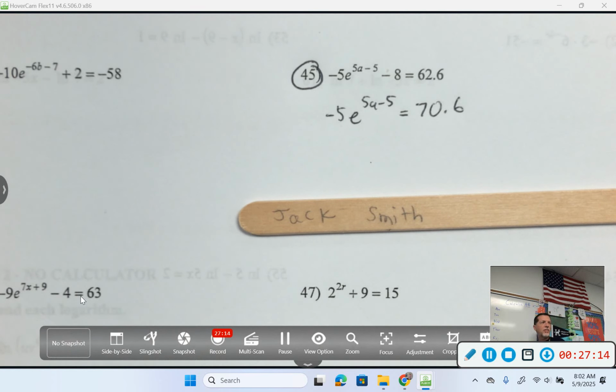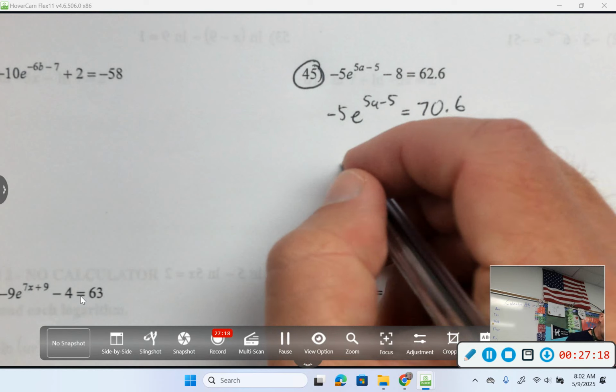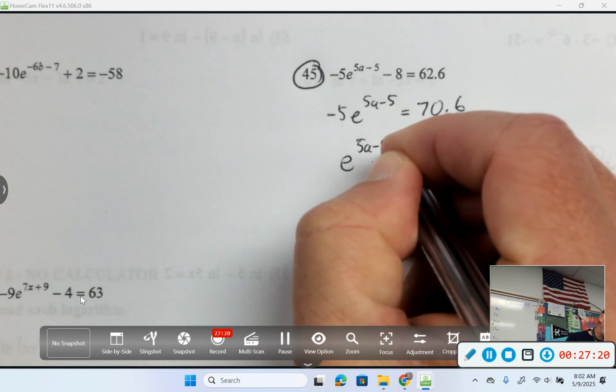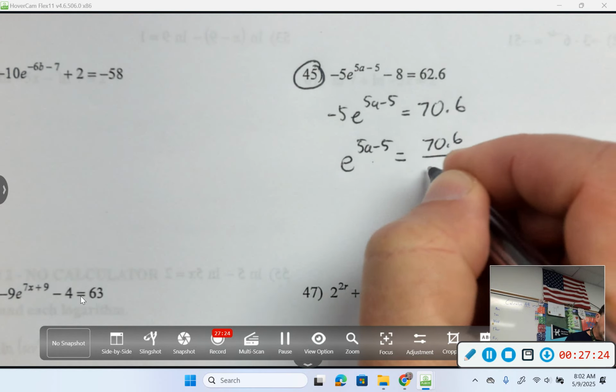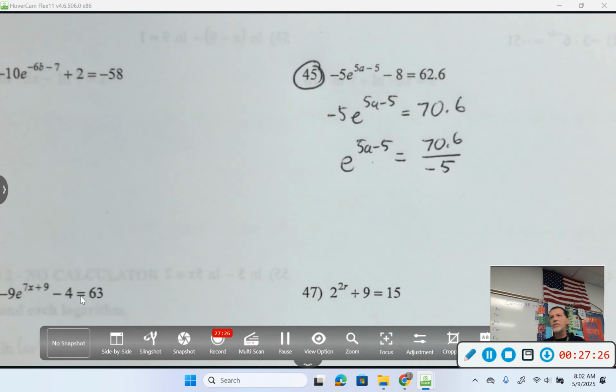Jack, what would you like to do next? Divide by -5. I like it. e to the 5a minus 5 equals, and again, I'm not going to go to the calculator till the very end. Otherwise, I've got weird decimals that I'm having to write down and remember, or keep them in the calculator. Just save it for the end. What would you like to do next?